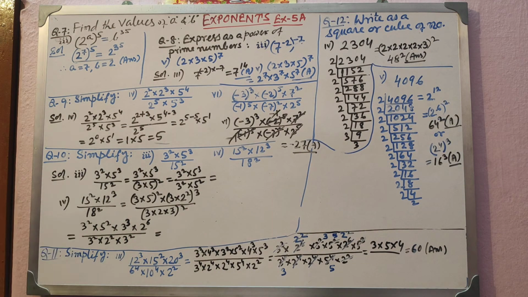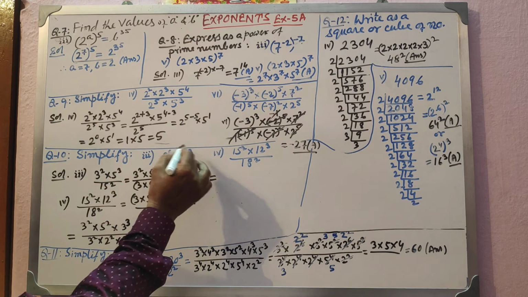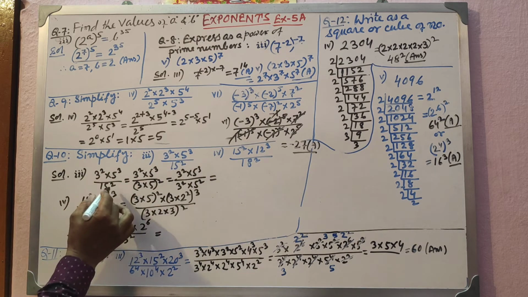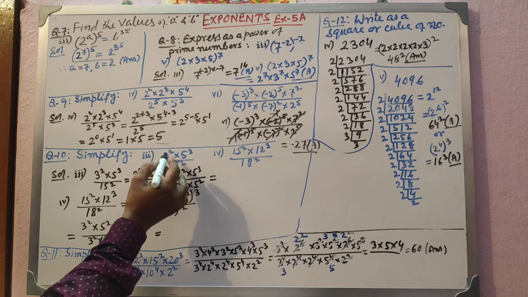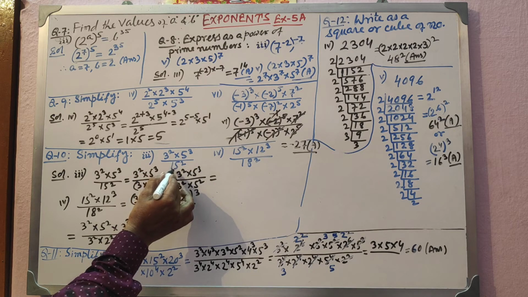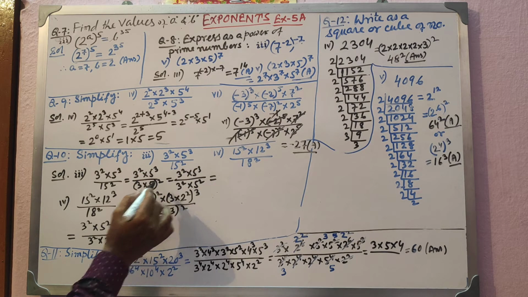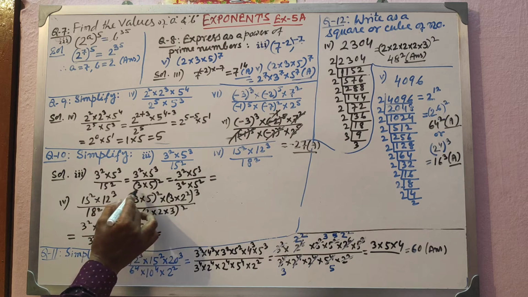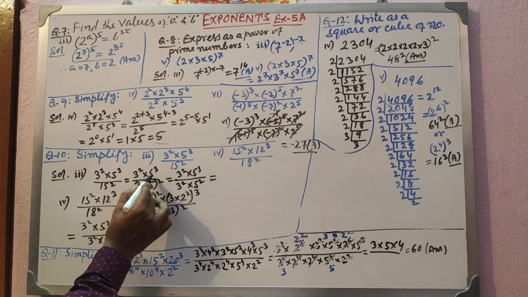Moving on to simplification, question number 10. 3 square into 5 cube are written. How will you solve it? Now, 15 square you split into 3 into 5 square. Can you write down 15 as 3 into 5? That I have written in a bracket. Now, what we have done? 3 square into 5 cube.